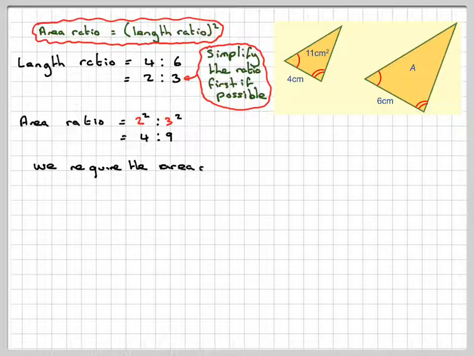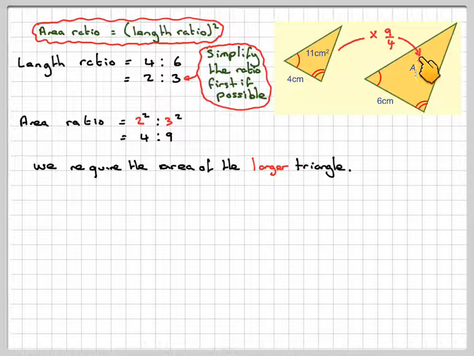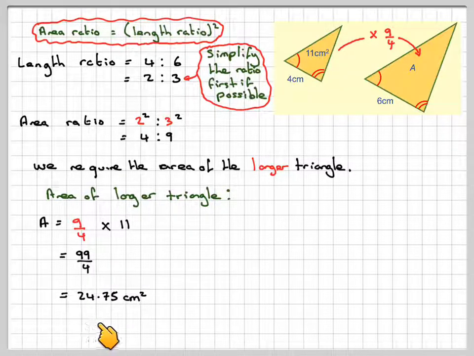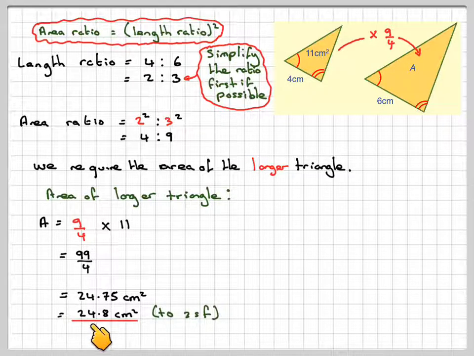Now, we require the area of the larger triangle. So if it's a larger triangle, then we need to go from here to here. We need to multiply the area of this one by 9 over 4. So the area of the larger triangle is going to be A, which is 9 over 4 times the area of the smaller triangle, which is 11. And using the fraction button on a calculator, we're going to get 99 over 4, which is 24.75 centimeters squared. If we round off to 3 significant figures, that would be 24.8 centimeters squared.